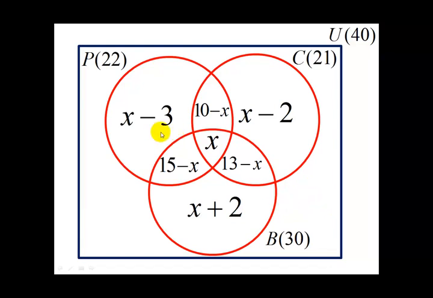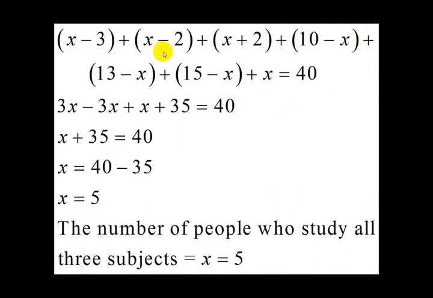Now, when we add all these 7 regions, that is x minus 3, x minus 2, x plus 2, 10 minus x, 30 minus x, 15 minus x, plus x, it must be equal to the universal set 40. And so, we add x minus 3 to x minus 2, plus x plus 2, plus 10 minus x, plus 30 minus x, plus 15 minus x, plus x equals 40. So we have x plus x plus x, and that will give us 3x. Then we also have minus x minus x minus x, and that will give us minus 3x. Already we have plus x, and that is our plus x.